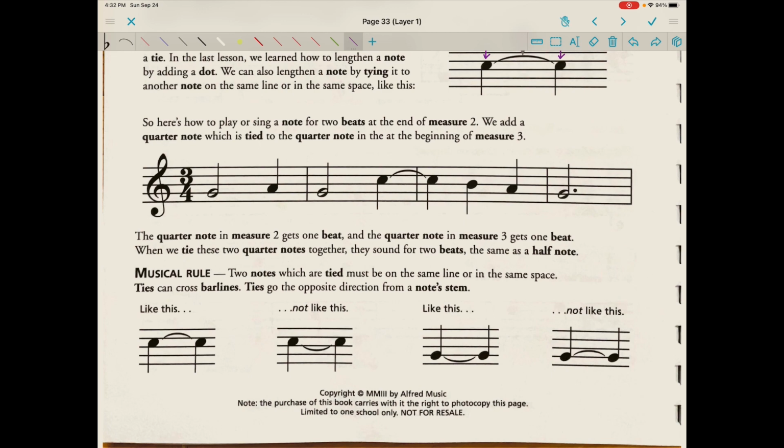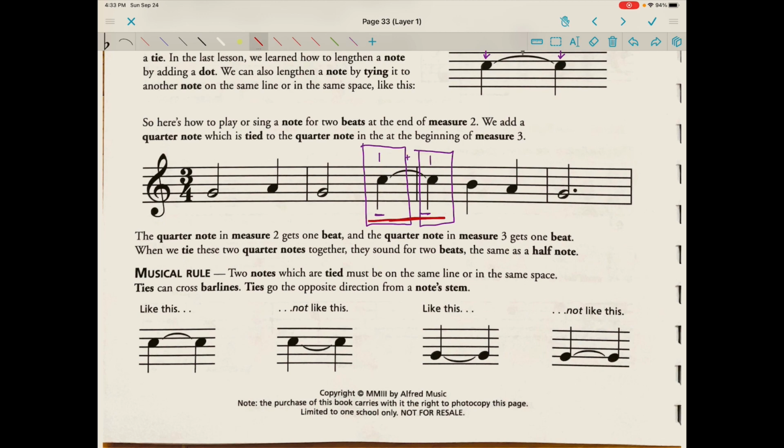So here's how to play or sing a note for 2 beats at the end of measure 2. We add a quarter note, so that's our 1 beat note that we needed there, which is tied to the quarter note at the beginning of measure 3. So 1 beat plus 1 beat.